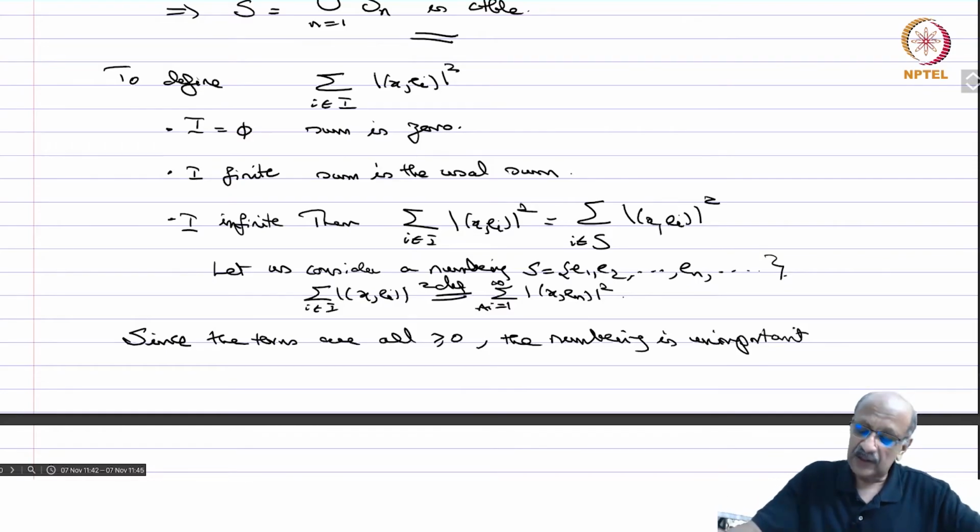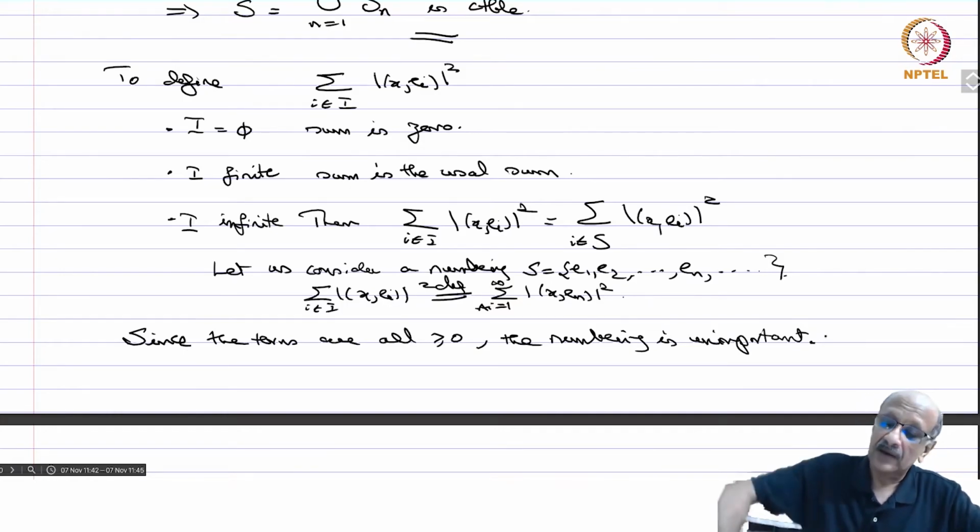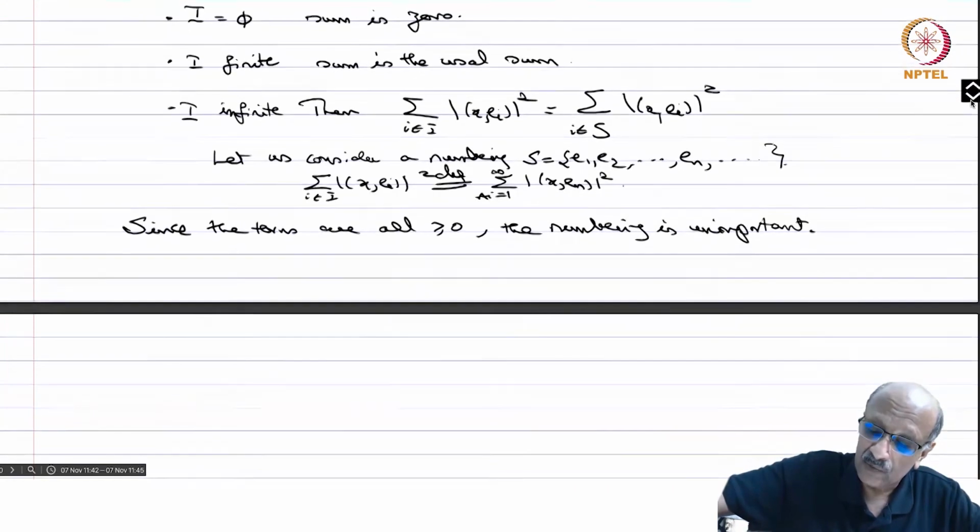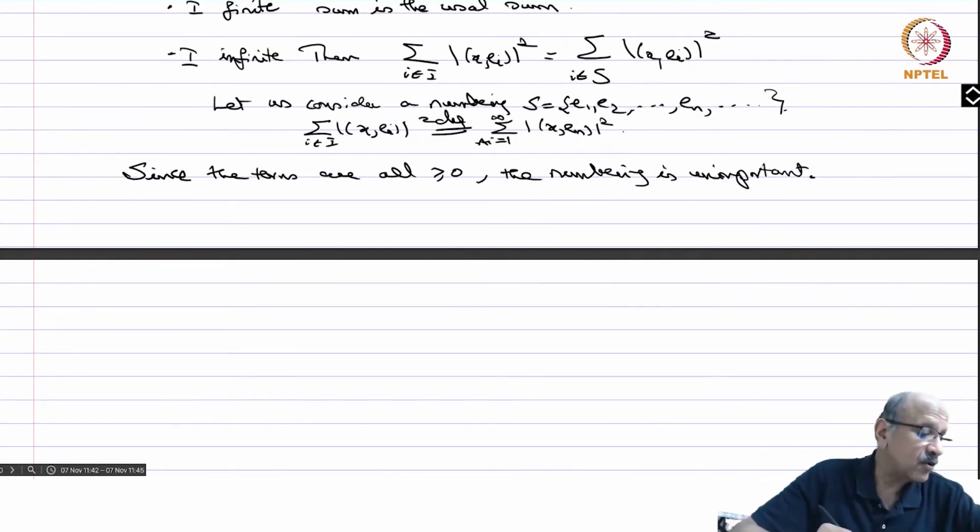Because if you take a series of non-negative terms, then any rearrangement will give you the same sum. If one of them is divergent, all of them will diverge. If one of them converges, they will all converge to the same sum. Okay, this is a famous theorem in infinite series, and therefore when you have a non-negative series, it doesn't matter how you number these. You can number them in any way and it doesn't matter. And that's very important also, because we should not worry about how we have to do it.